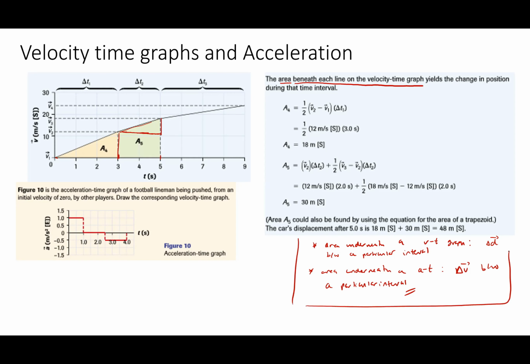Now, what I really want you to understand is how direction integrates with this idea. So if you take a look at figure 10 here, it's the acceleration time graph of a football lineman being pushed from an initial velocity of 0 by other players. Draw the corresponding velocity time graph. We're given the acceleration time graph here, guys. We know that the area below the acceleration time graph gives us the velocity time graph.